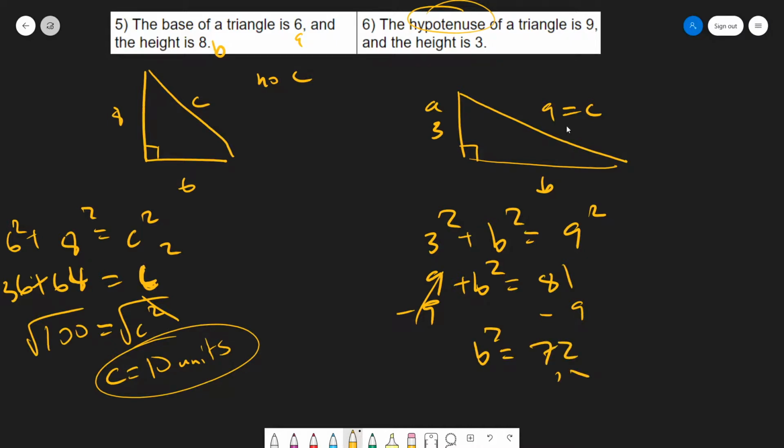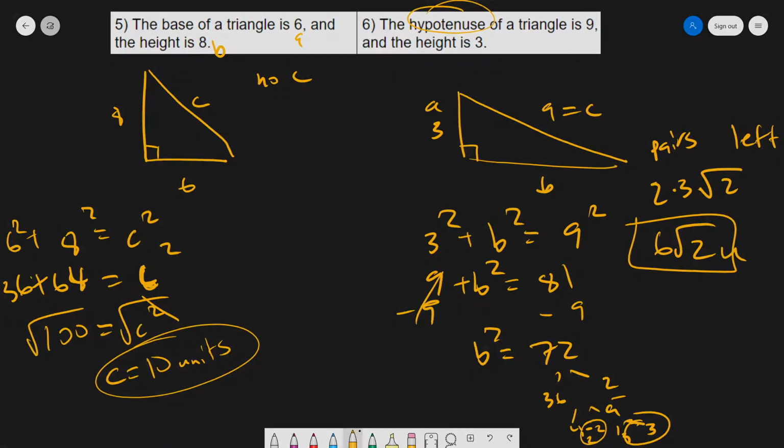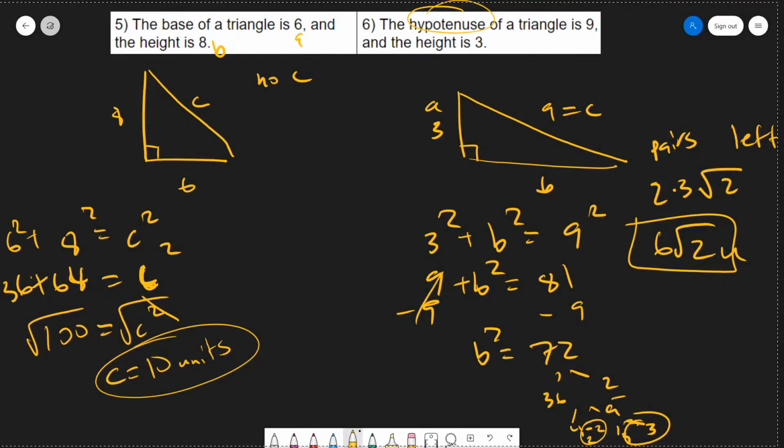I could take a 36 and 2, 4 and 9, 3 and 3, 2 and 2. So pair 2s, pair 3s, leftover 2, 2 times 3. Pairs go on the outside, leftovers on the inside: 6 on the outside, 2 on the inside. And we've got units again. So there are a couple Pythagorean theorem problems. Always look for what you have, do I have A, B, C, before you proceed.